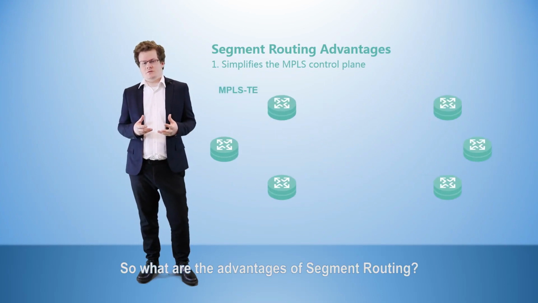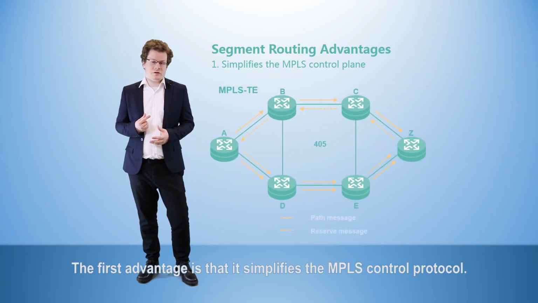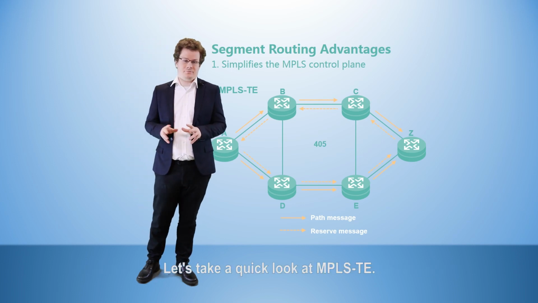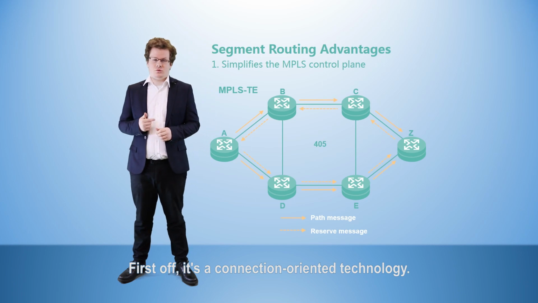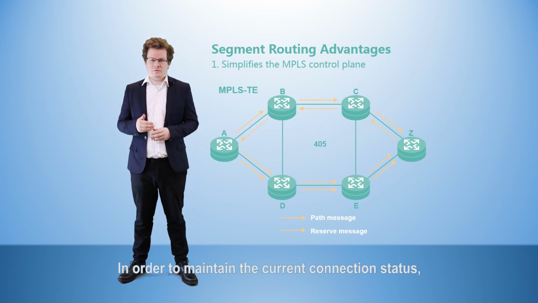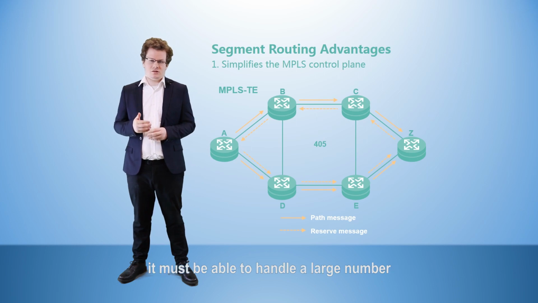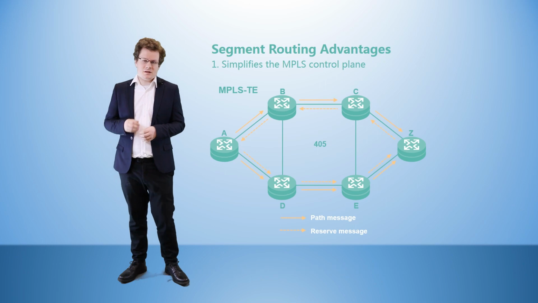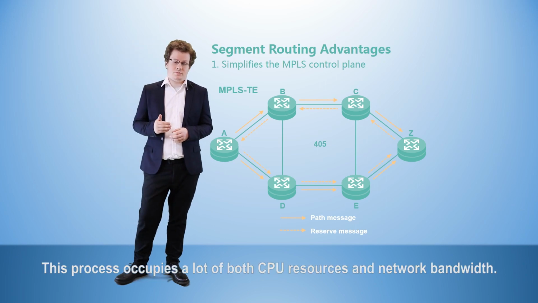So what are the advantages of segment routing? The first advantage is that it simplifies the MPLS control protocol. Let's take a quick look at MPLS-TE. First off, it's a connection-oriented technology. In order to maintain the current connection status, it must be able to handle a large number of update messages being sent between nodes. This process occupies a lot of CPU resources and network bandwidth.